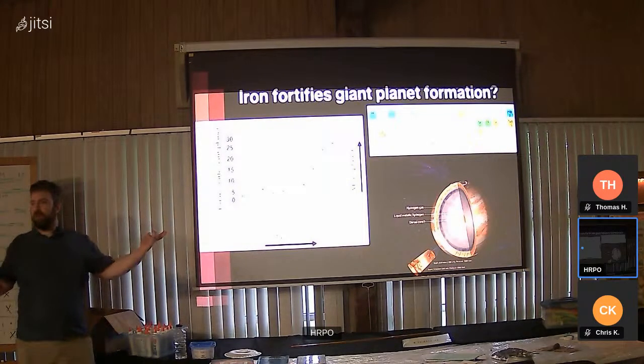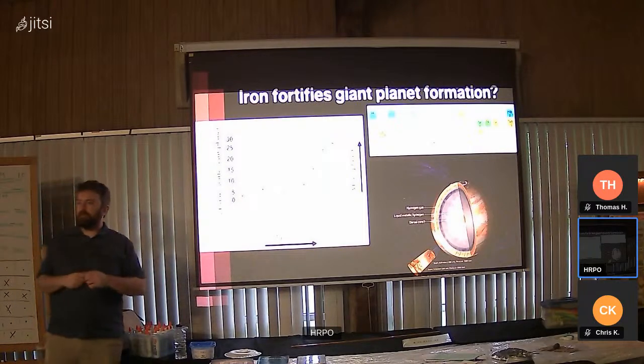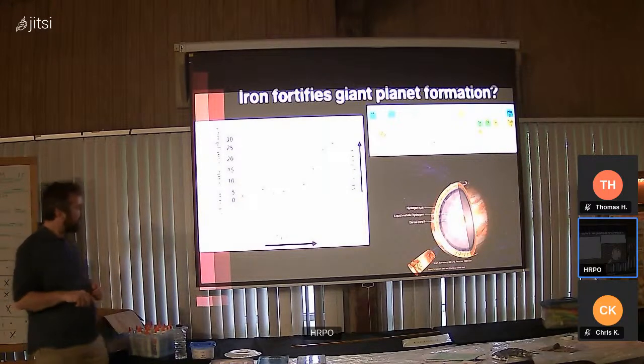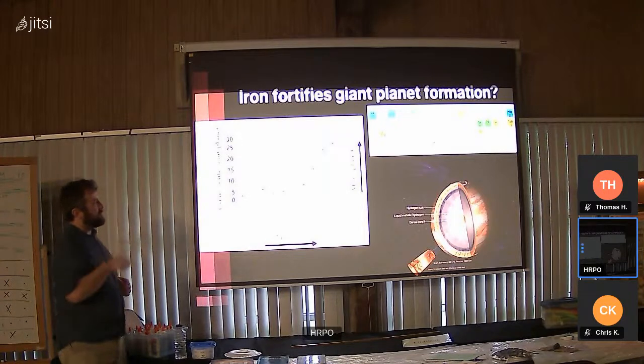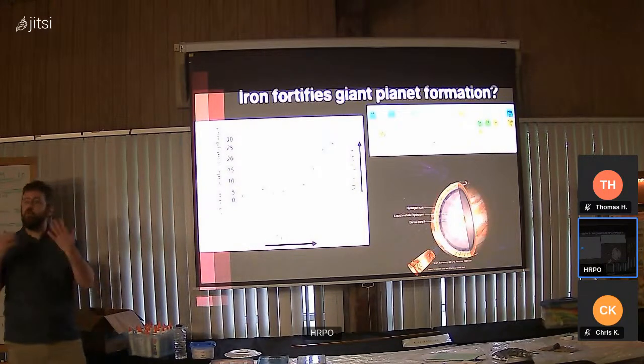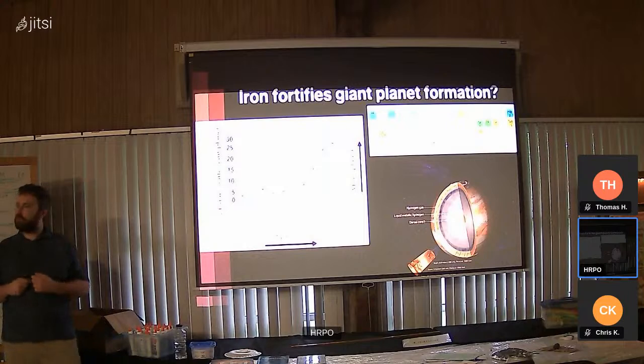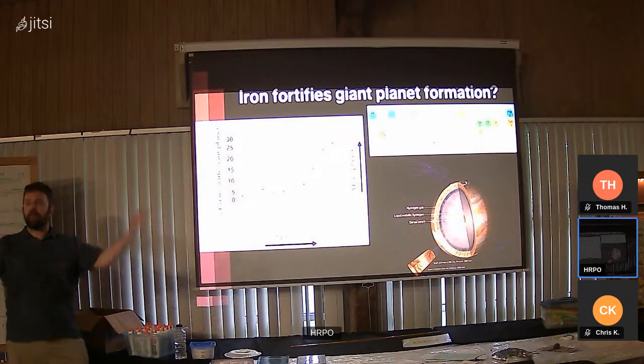That's as opposed to the planets just directly collapsing from the disk. And so this is taken as strong evidence for this core accretion scenario. So form a core first, and then accrete the gas onto it.